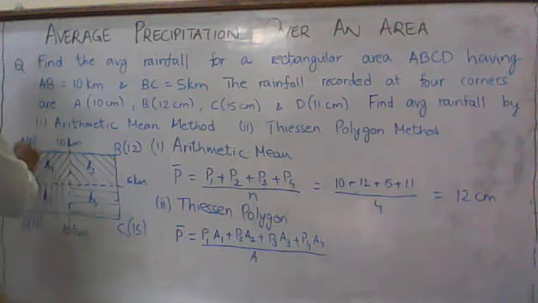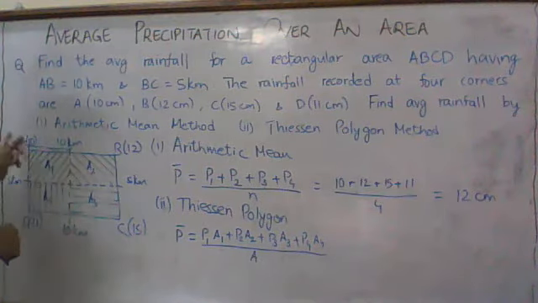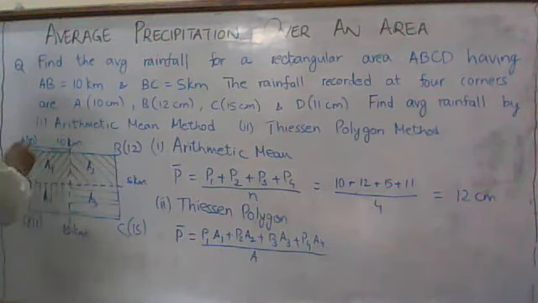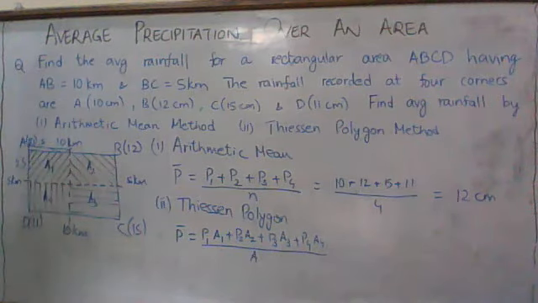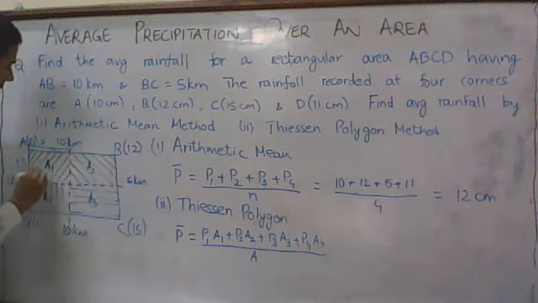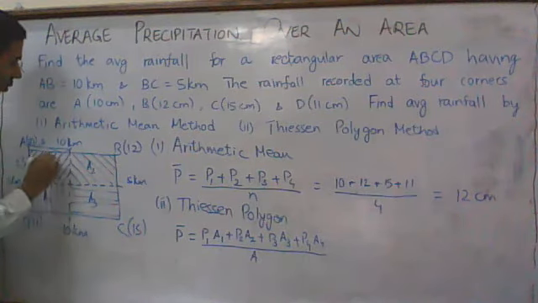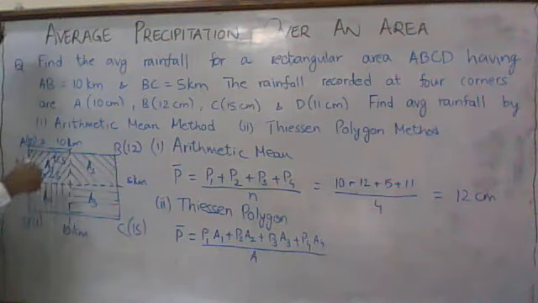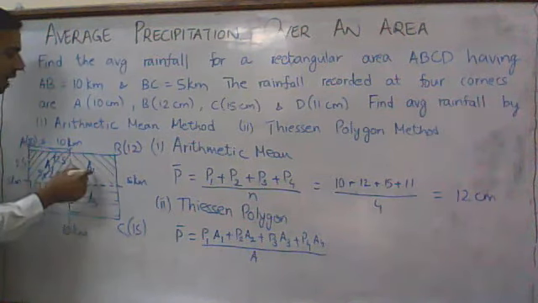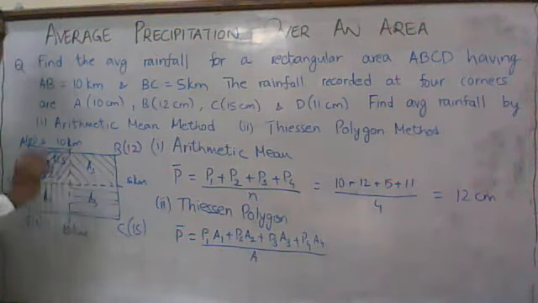So, to calculate A1, this is the rectangular portion. Full AB is 10 km, so here to here it will be 5 km. Full AD is 5 km, so here to here it will be 2.5 km. So what will be the area of A1? A1 will be equal to 5 into 2.5. So A1 comes out to 12.5 kilometer square. Similarly, A2 will also be 12.5, and A3, A4 both will be 12.5 only.